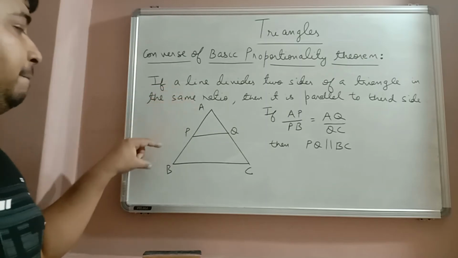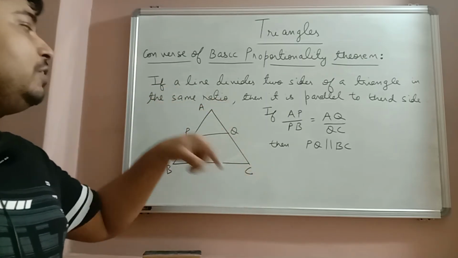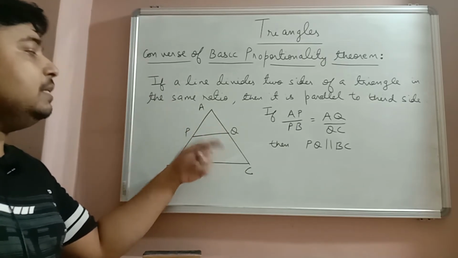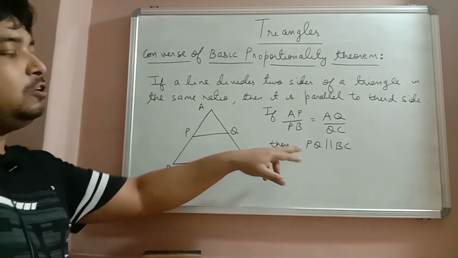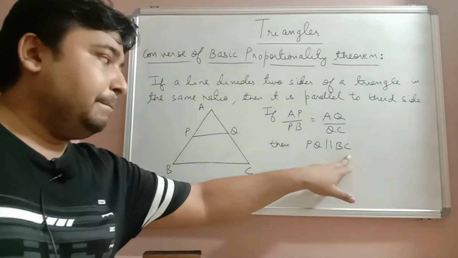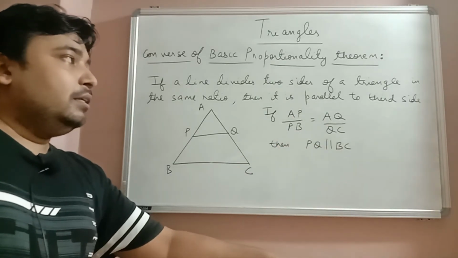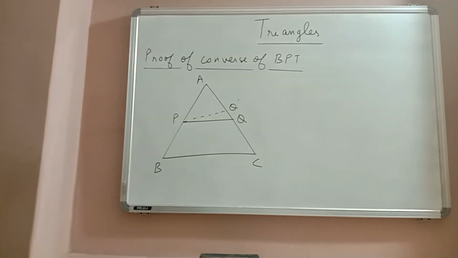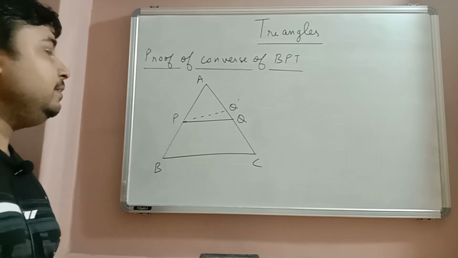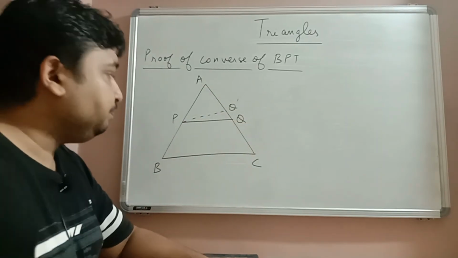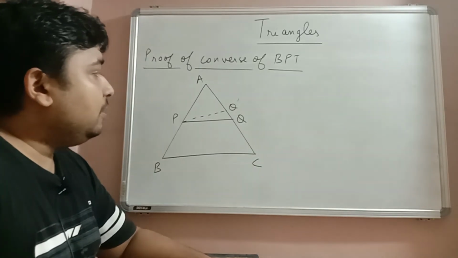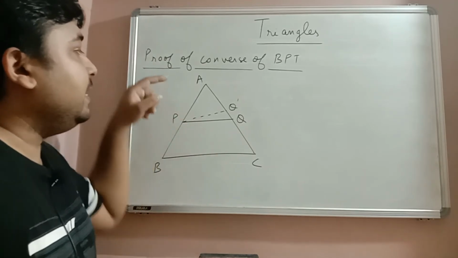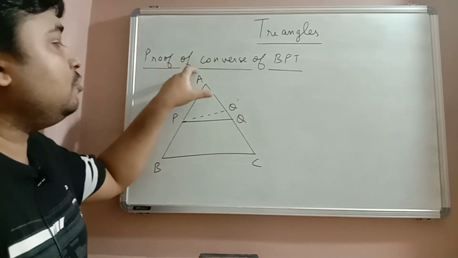So if AP upon PB is equal to AQ upon QC, or in other words, the two sides are divided in the same ratio by a line PQ, then this line PQ is parallel to the third side, or we can say that PQ is parallel to BC. Now let's prove this theorem. Alright, let's prove the converse of basic proportionality theorem. We need to prove that PQ is parallel to BC, and it is given that AP upon PB is equal to AQ upon QC.